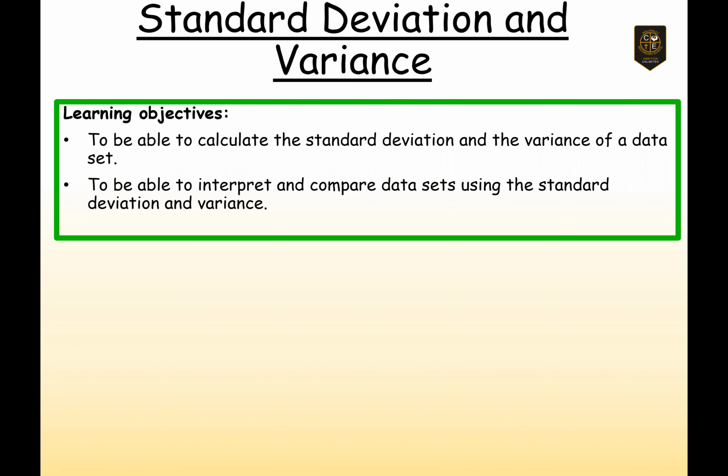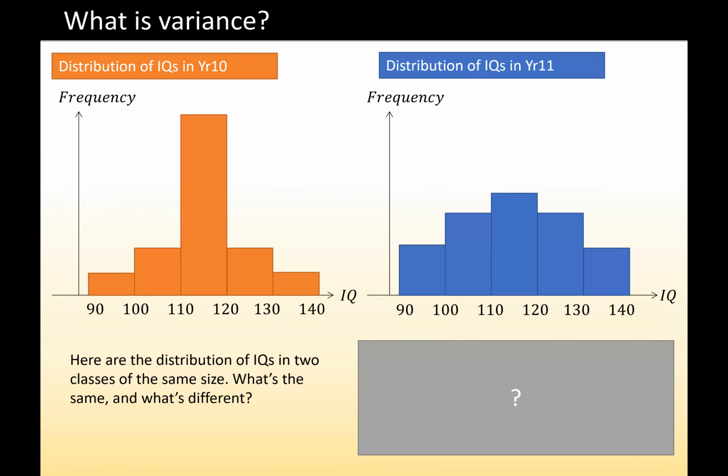Standard deviation and variance. So we're going to be having a look at how to calculate the standard deviation and variance of a data set, and then interpreting it and having a look at what it actually means. To start with, we have got two frequency charts here. On the left-hand side, we've got the distribution of IQs in year 10 and the right-hand side in year 11.